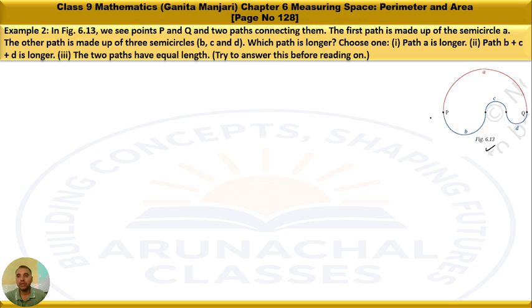The first path is made up of the semicircle A. The other path is made up of three semicircles B, C and D. Which path is longer? Choose one. First one, path A is longer. Path B, C and D is longer, or the two paths have equal length.